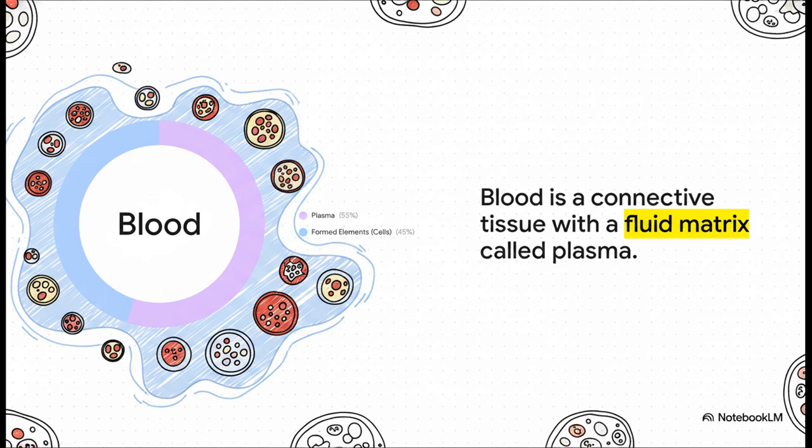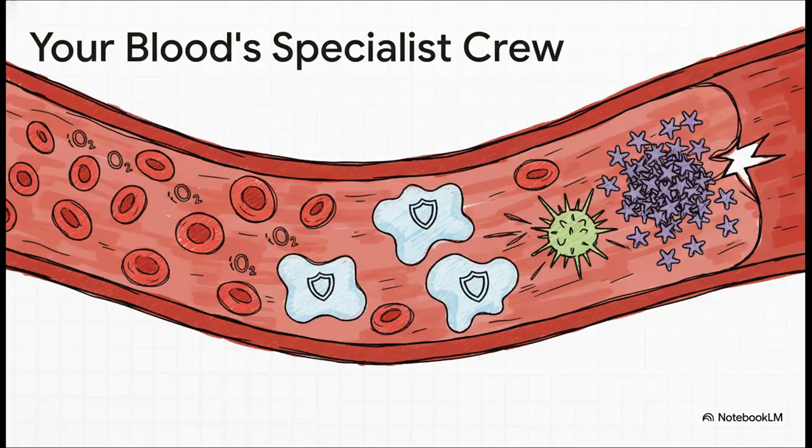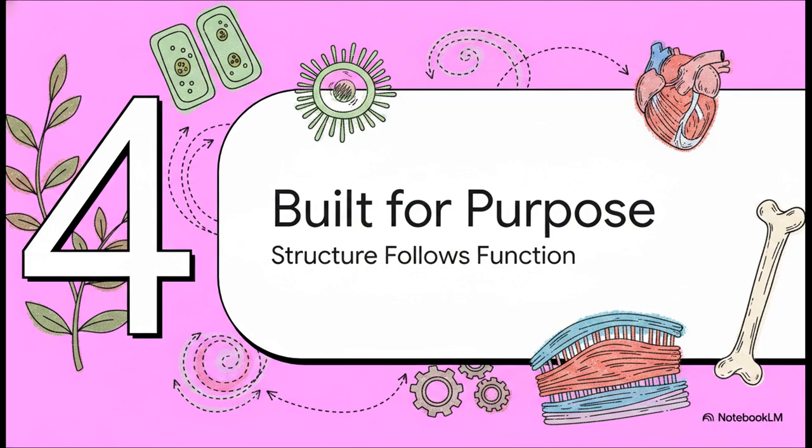Well, more than half of your blood is plasma. That's the watery fluid that everything floats in. The rest of it is made up of a whole crew of highly specialized cells, and each one has a critical job to do. And this is a perfect example of a tissue acting like a team of specialists. You've got your red blood cells, they're the oxygen couriers. You've got white blood cells, the immune system's security force. And then you have platelets, the emergency repair crew that rushes to the scene of an injury to form a clot.